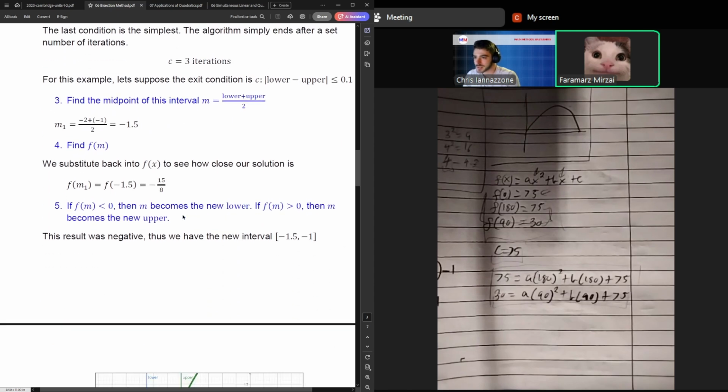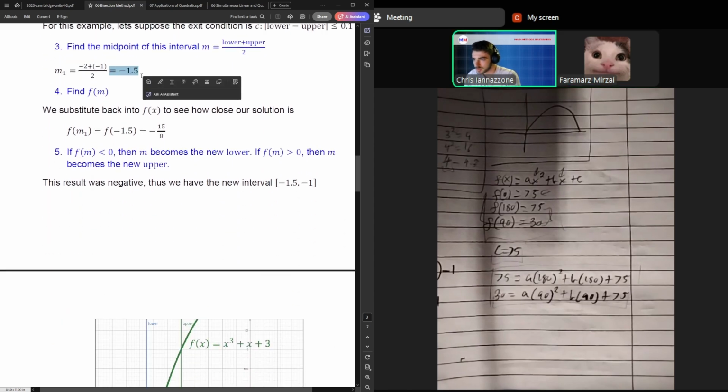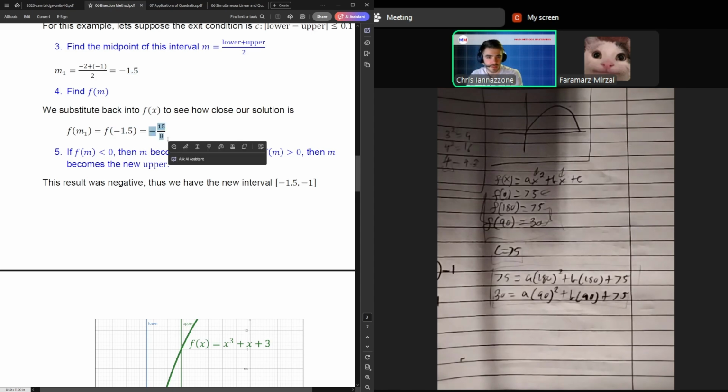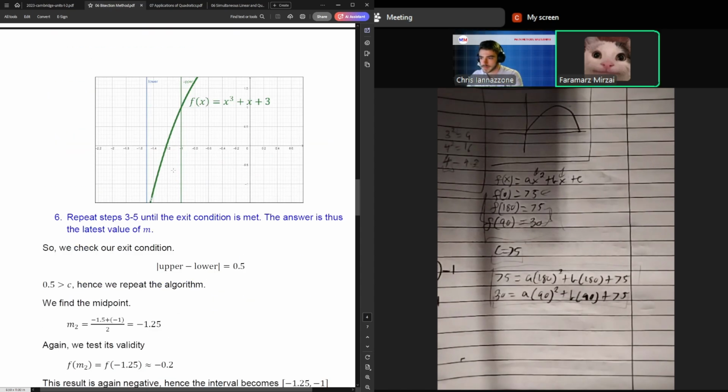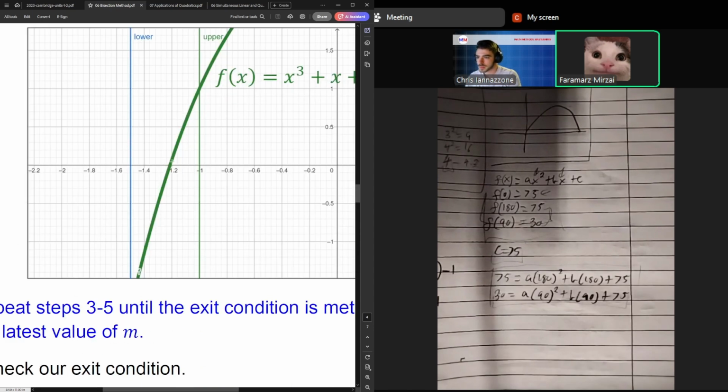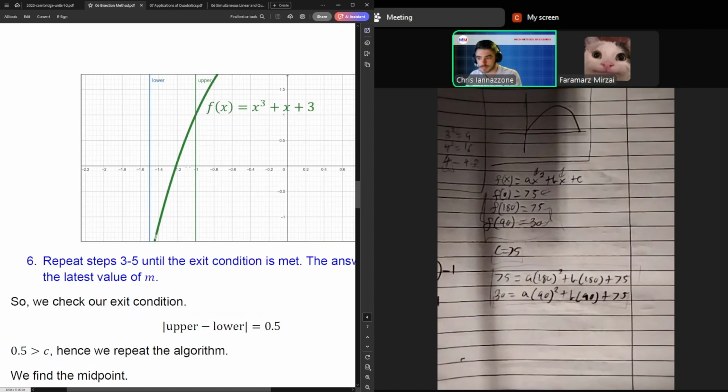That's what's going to be explained here. So midpoint, -1.5, sub that x value back in and check. Did we get positive? Did we get negative? If negative, you have a lower bound. If positive, you have an upper bound. So you got negative, so now we shrink our boundary. Here's -1.5. Here's -1. Again, we want to find our new midpoint.